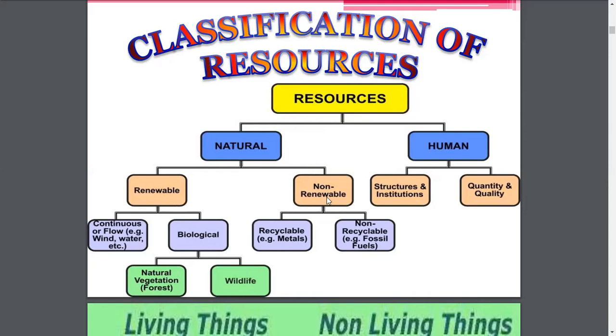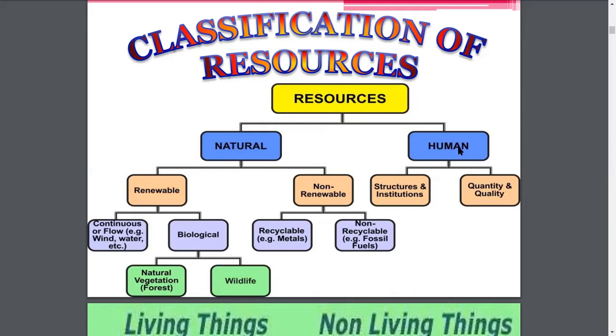But what is the meaning of non-renewable? Non-renewable has two types, recyclable and non-recyclable. Some non-renewable resources can be recycled, for example metals, and non-recyclable means fossil fuels. These resources take millions of years to create. So we consider them as non-renewable, and under that, recyclable and non-recyclable.